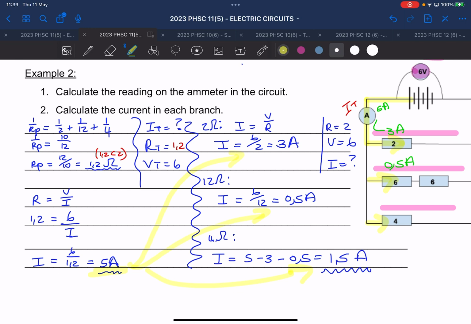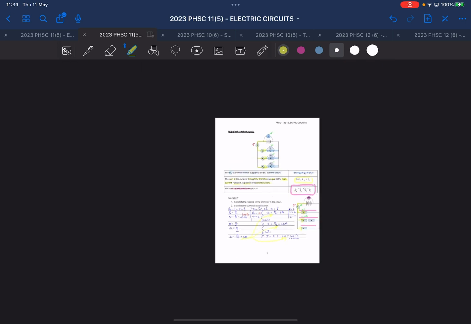Ja, ja. Ek lag net so lekker in die eksamen, né? Nee.